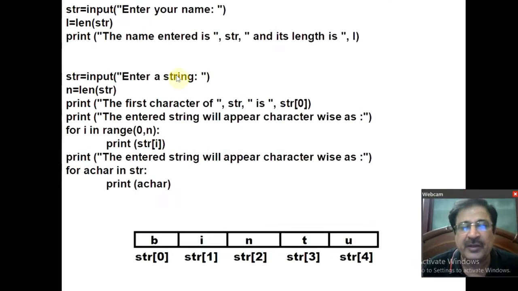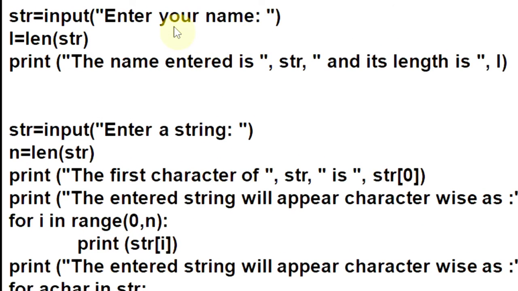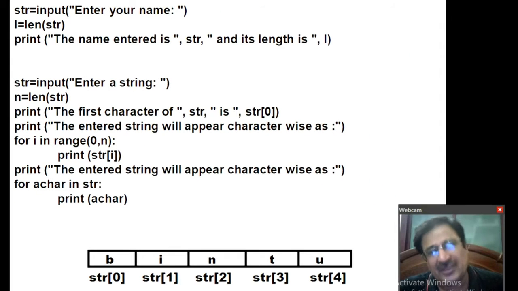So this is the first program. See, this program is asking you to enter a name, and whatever name you enter will be assigned to this str variable, right? Suppose you enter the name Bintu. Bintu will be assigned to the str variable, where each character will be assigned to its respective index location.